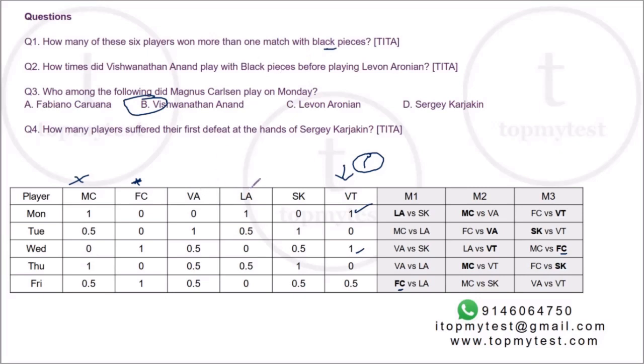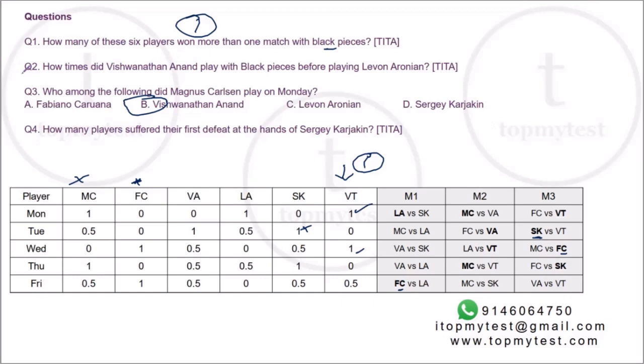LA also has just one win overall, so that's also out. Let's check SK. SK on Tuesday won with white. So even if the other one turns out to be with black, it will not count. So only VT. Only one person won more than one match with black pieces.